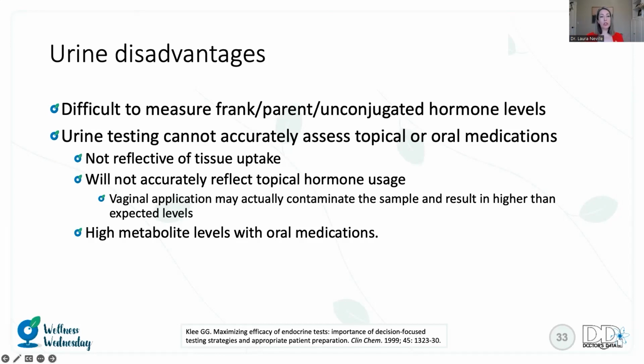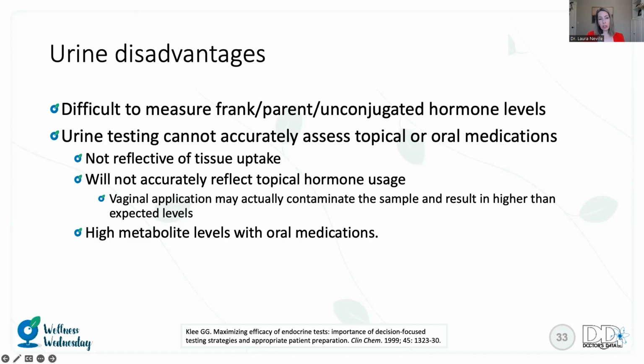There are some general disadvantages to urine. It is difficult to measure what I call the frank or the parent. Really, the scientific term for this is unconjugated hormone levels. So we're talking about actual estradiol, progesterone, testosterone. It is difficult to measure those. It can be done, and we do it and we report it, but that is one downside.